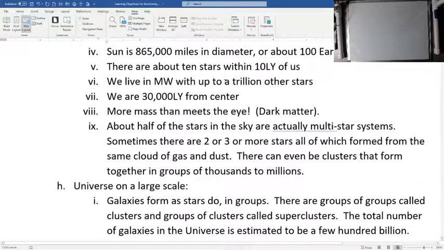So there are about 10 stars within 10 light years of us. We live in the Milky Way. It has up to 1 trillion stars, generally said to be several hundred billion stars. We're about 30,000 light years from the center.